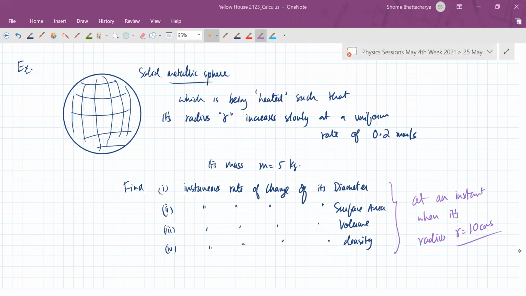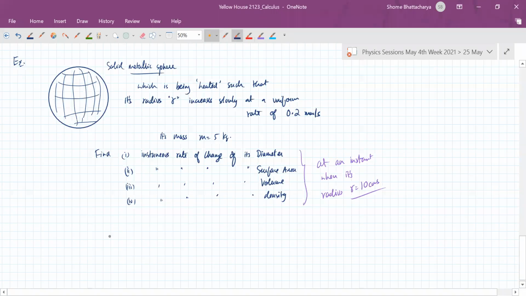Okay, very good. So let's confirm all the answers. So the first part is very simple. If we talk about the diameter, say D, the diameter is twice of the radius. Okay. So therefore, the rate of change of diameter with respect to time should be 2 times the rate of change of the radius with respect to time.